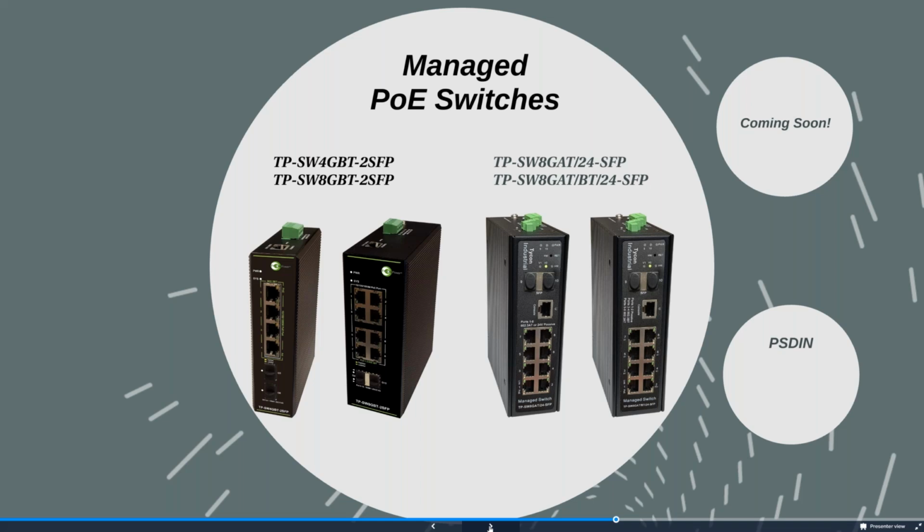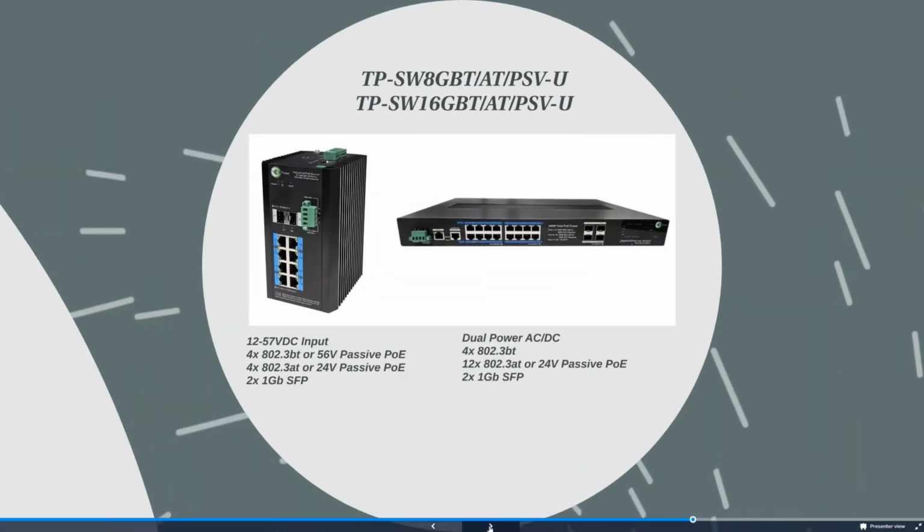We are soon releasing these two new switches that we're excited about. The 8-port switch, it'll take in 12 to 57 volt. So if you have, let's say, a 12 volt or 24 volt battery system, you would need some sort of power supply or DC converter to bump it up to the 48 or 56 volt to power our other managed switches. With this, you can do it from a 12 or 24 volt power supply.